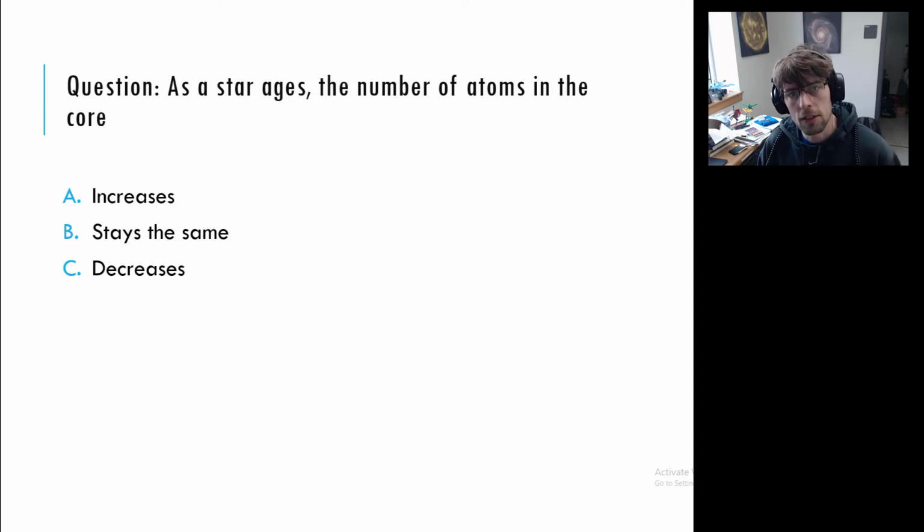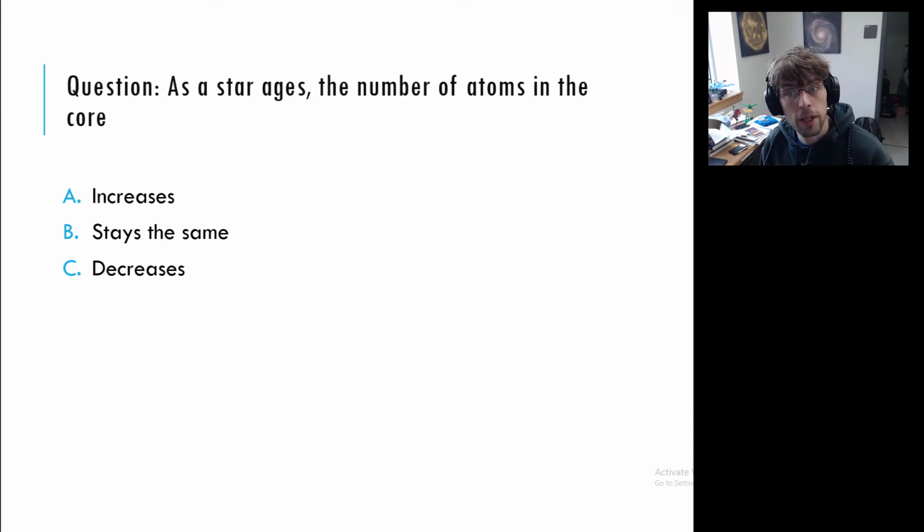So as a star ages, in other words, we have a star that's on the main sequence. You can think of our sun, for example. As a star ages, what can you tell me about the number of atoms in the core? And remember, I'm thinking the core is the part of the star that's undergoing nuclear fusion. So go ahead, take a minute here, come up with an idea. Okay, good.